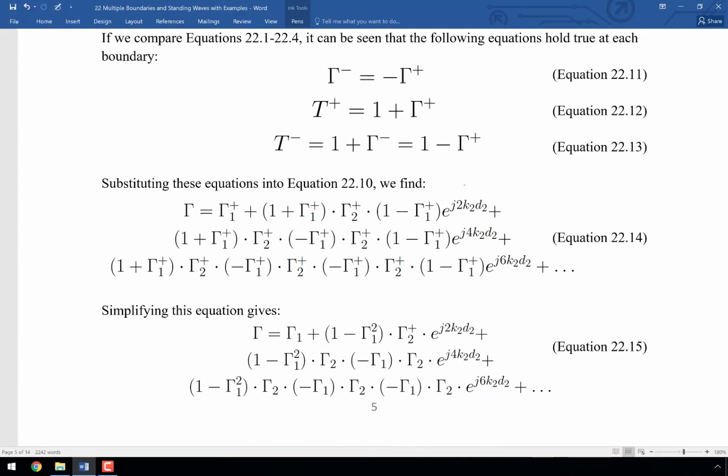And then I'm going to simplify that equation. For example, here you can see I have a 1 plus gamma 1 plus and a 1 minus gamma 1 plus. When I multiply those together, it's the perfect squares, so I get 1 minus gamma 1 squared.